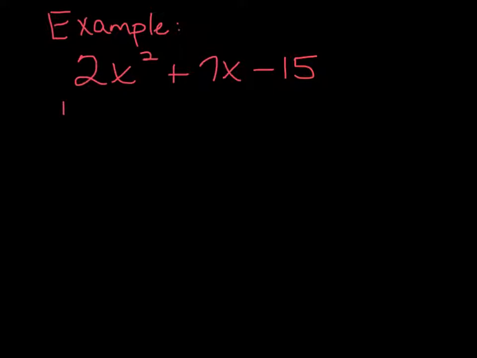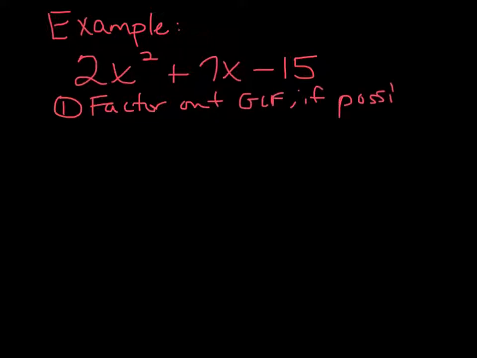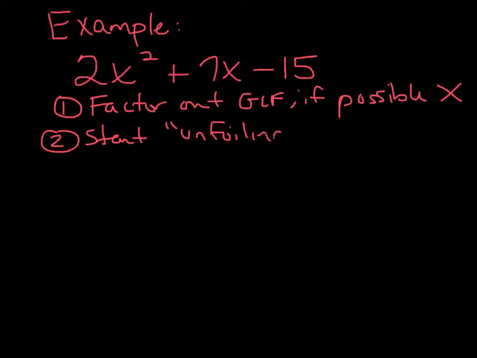So again, the first thing I'm going to look for is to factor out a GCF, but we should say if possible. When I look at all three terms, 2x squared and 7x and 15, they don't have anything in common, so I can't do this. So then I start, I'm just calling it unfoiling. Foiling is multiplying it out. We're going to start trying to unfoil it.